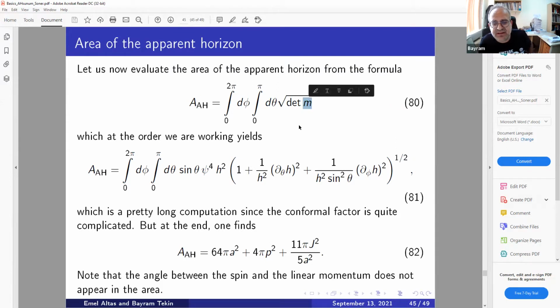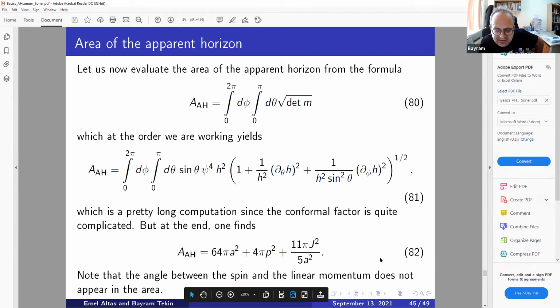Now, M is the metric on the apparent horizon, and this will be the usual definition of the area. And if you plug everything in it, 81 is exact. Now, if you take the conformal factor, if you take the location of H, by the way, looking at 81, you realize why I did not consider P square and J square in H. You see, H comes with H square. That's why I didn't actually consider them, okay? At the end, one finds the area of the apparent horizon to be given as 82.